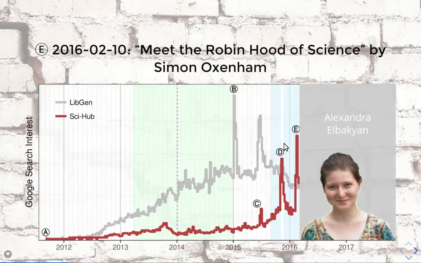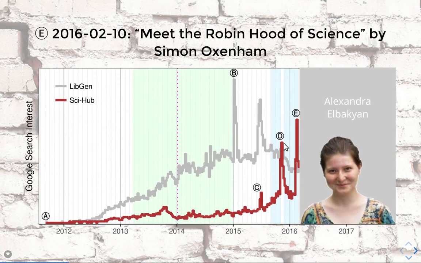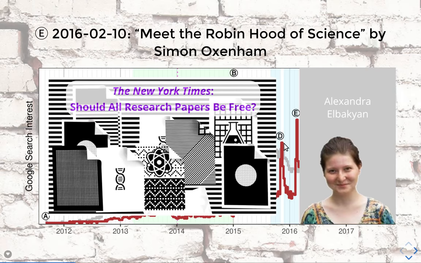Then later on, a journalist, Simon Oxenham, published "Meet the Robin Hood of Science." And this got a lot of people interested because it was a compelling story about the motives of the creator and potentially how Sci-Hub fits into the larger picture of academic publishing. So this led to a lot more media coverage, such as the New York Times asking, should all research papers be free?